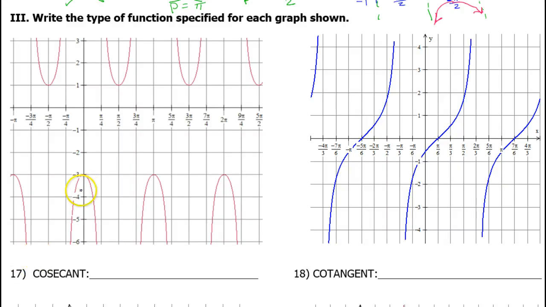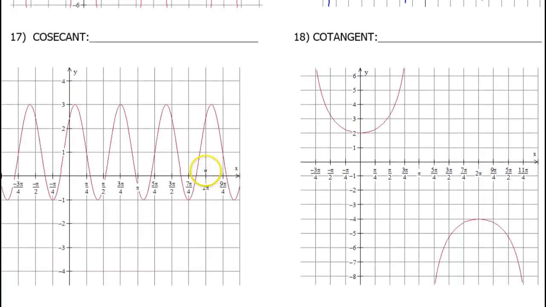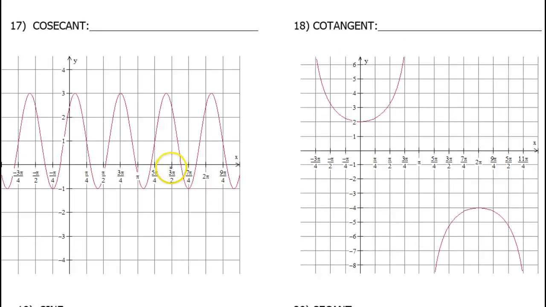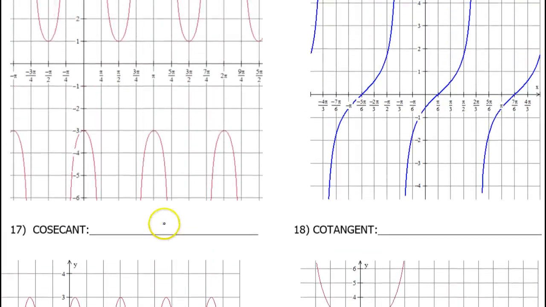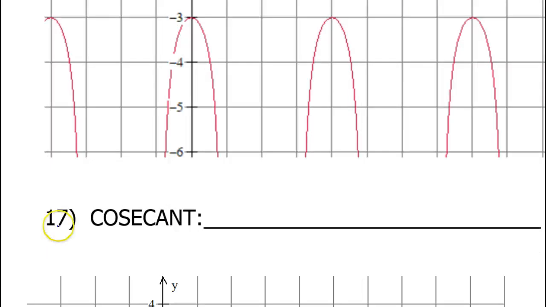In this video, I will show you how to take the graph of a periodic function like tangent, sine, cosine, cotangent, cosecant, and secant, and come up with an equation. It's going to be very fascinating. Alright, let's start with number 17.